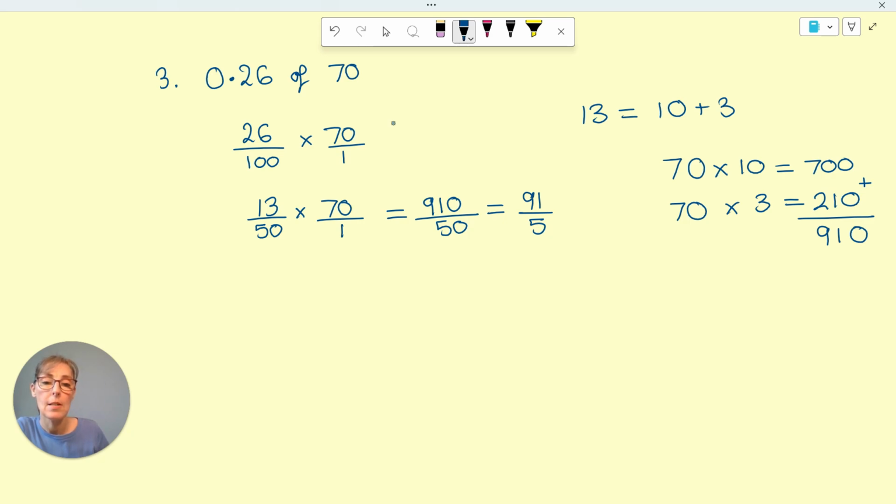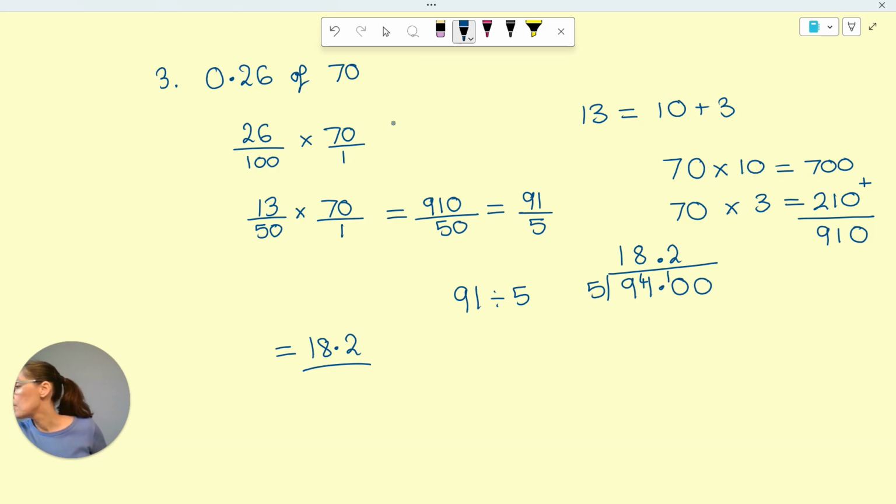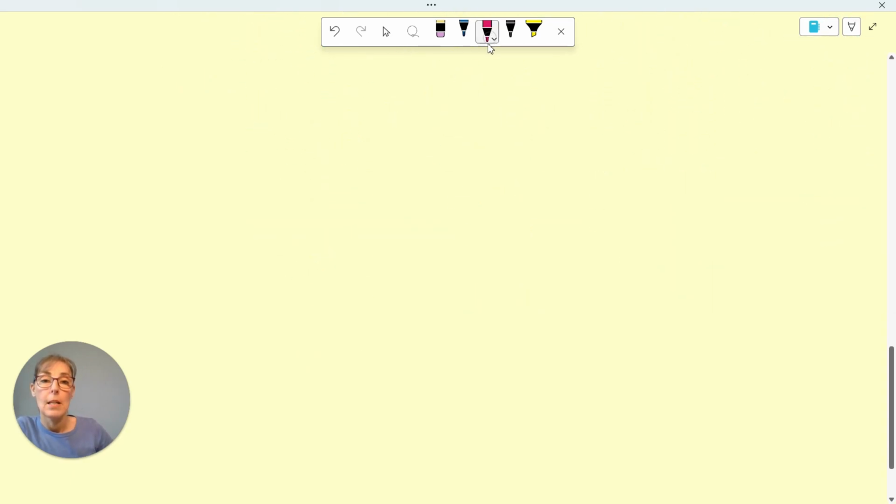That's still a bit confusing, isn't it? That means 91 divided by 5. So I'm going to do here 91 divided by 5. How many 5s fit into 9? 1, carry 4. How many 5s fit into 41? 8 5s are 40, carry 1. How many 5s fit into 10? 2. So I think the answer is 18.2. Yeah, that's really tricky. But persistence is a good thing.